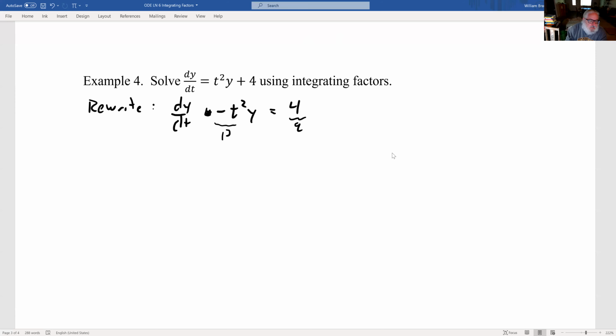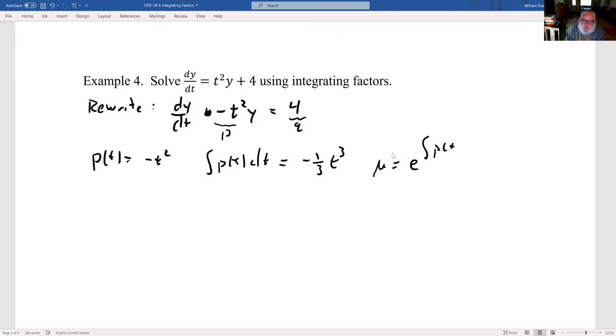So p is minus t squared. The integral of p of t dt is minus 1/3 t cubed. So mu equals e to the integral of p of t dt, which equals e to the minus 1/3 t cubed, and that's all up in the exponent.